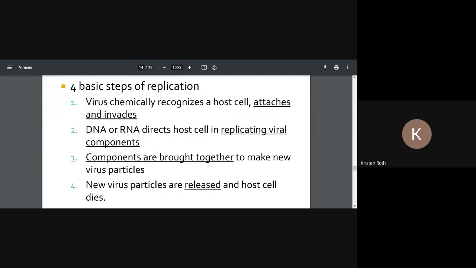Number 3, components are brought together to make new virus particles. So it's like an assembly of the units. The viral nucleic acid, the enzymes, and proteins are brought together and assembled into new virus particles. So it creates and puts together a new virus. And then number 4, your new virus particles are released and the host cell then dies. The newly formed virus particles are released from the infected cell, and the host cell dies.